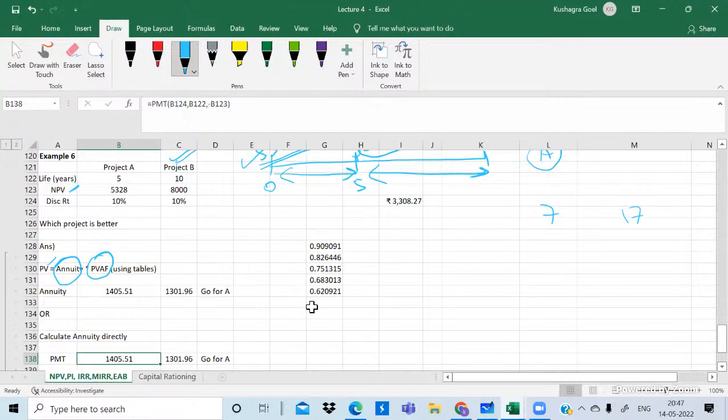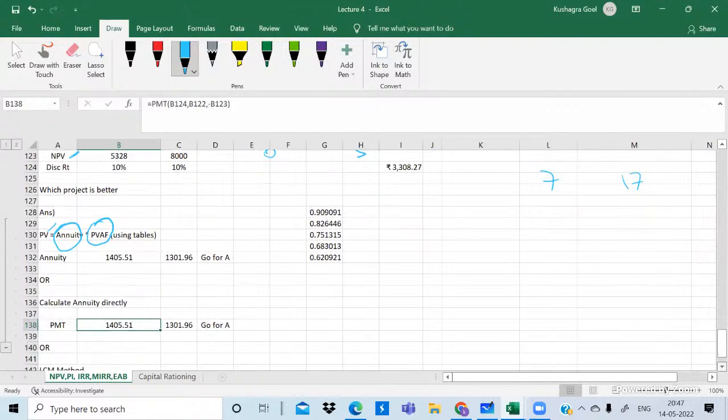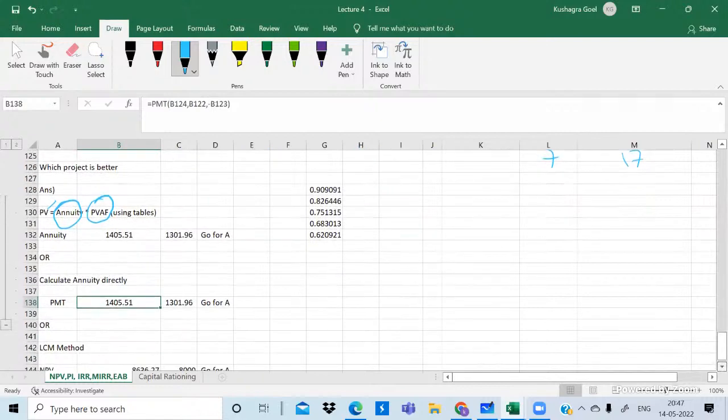So again, depending upon whatever is your comfort zone, please pick and choose that. I will never enforce and say, no, you have to use this method or this method or the LCM method. Pick and choose whatever you want. You'll get the same answers. So in case you're looking at projects where the life is different, either use the LCM method or the annuity method, and you'll get the same answer. In this case, I'm saying I'll go ahead with project A, not with project B.